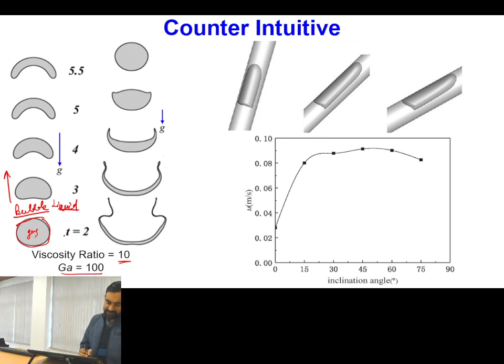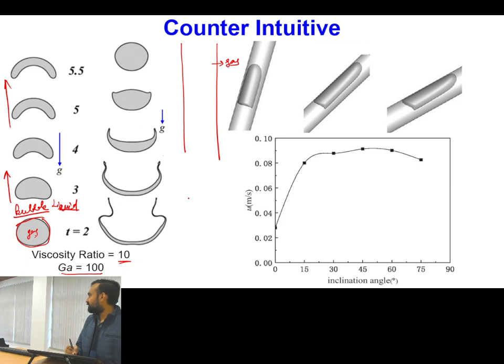So now here you can see how the shape of this bubble changes with time as it evolves. Now, if I consider the reverse situation, where I have taken the gas phase as a continuous phase, and I have taken a droplet of liquid.